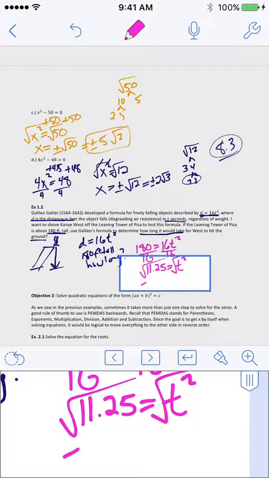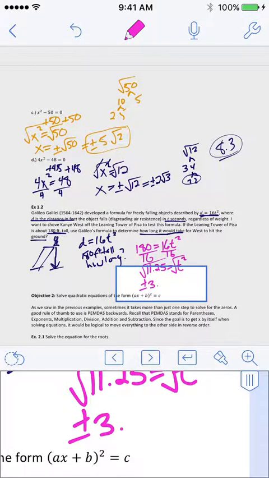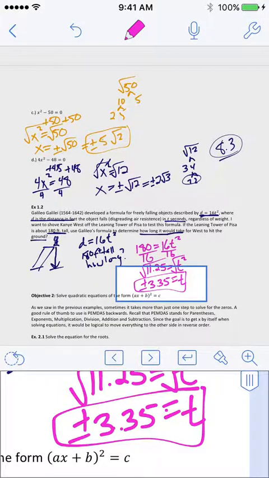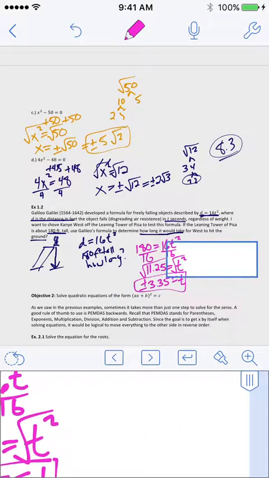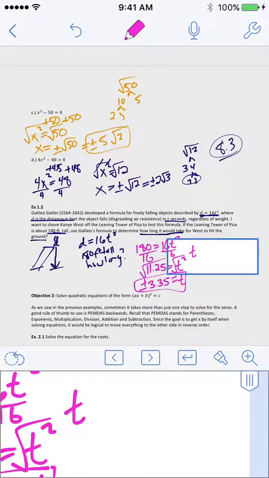It's about plus or minus 3.35. Yeah, 3.35. We'll go there. That is equal to t. So that's my solution, right? Now I'm going to translate back. What was t? T was in seconds.